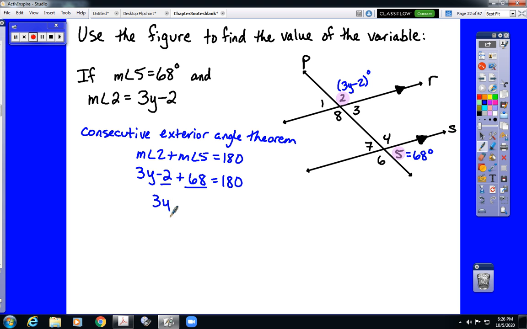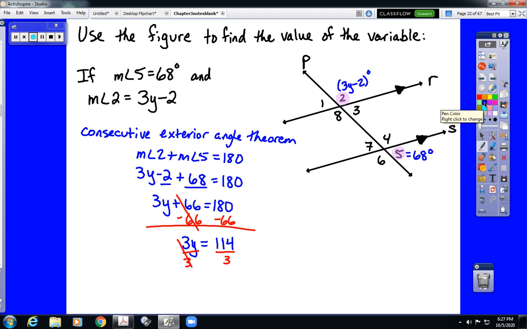Combine like terms, 3y plus 66 equals 180. Subtract 66 from each side. Gives us 3y equals what? 114? Divide by 3. And we get y is 38.